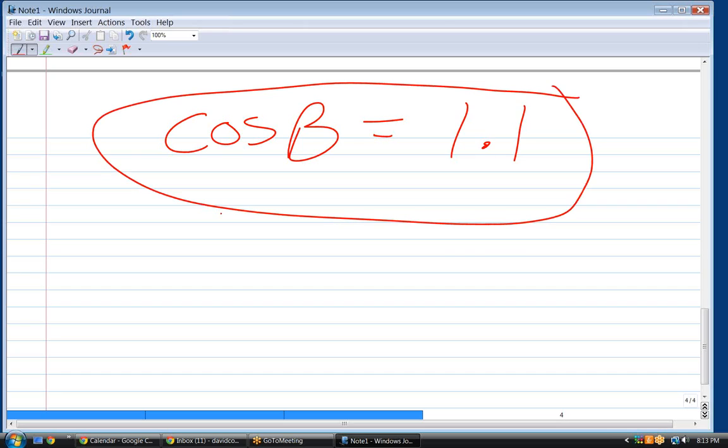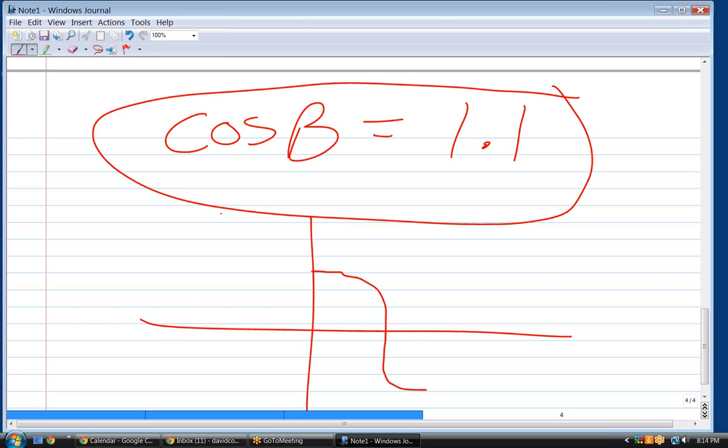Could it equal 1? Yeah. Cosine of 0 equals 1. I draw my cosine curve. There's 0 right there, and there's 1. So the cosine of 0 degrees is 1. Okay. So the inverse, in other words, if I said cosine of B is 1, well, B is 0 degrees.